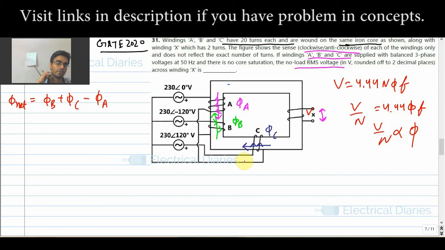So we have to find the net voltage per turn. This we can find out, as the voltage per turn will vary according to the flux that is varying. Flux directions are given by this. The net flux is given by this. So V by N net will be given by this thing only. Phi B is VB by NB. Phi C is VC by NC. Minus phi A is VA by NA.